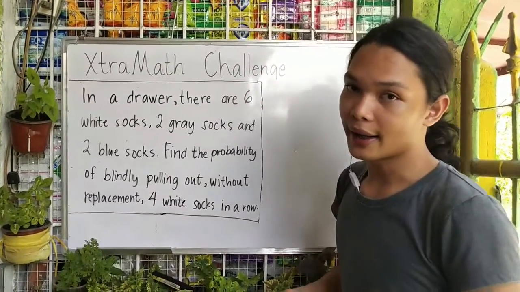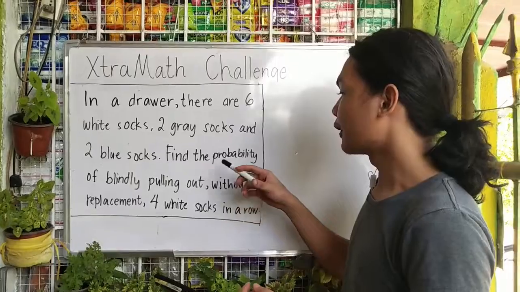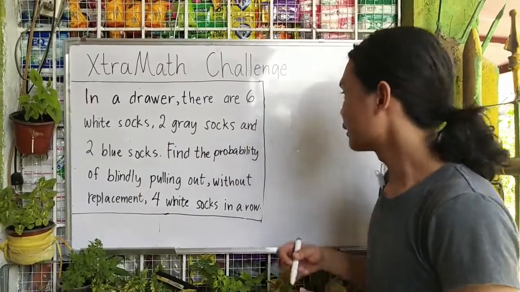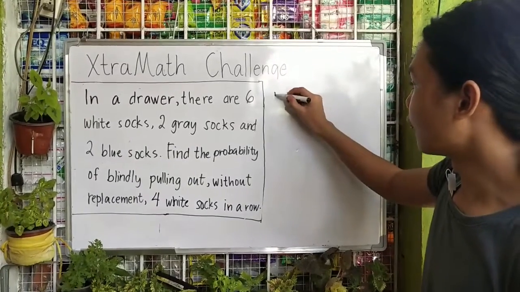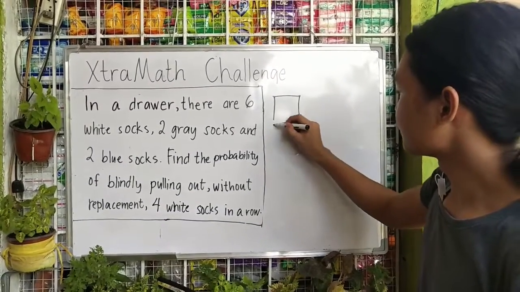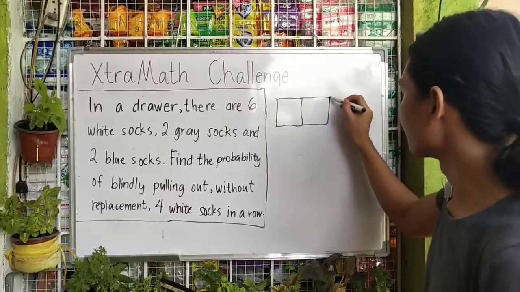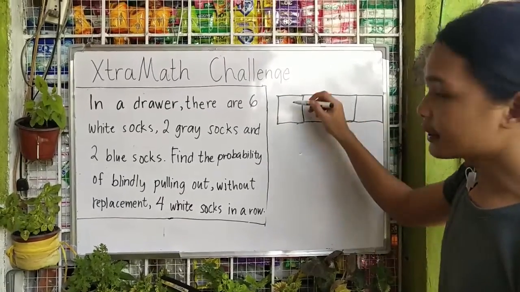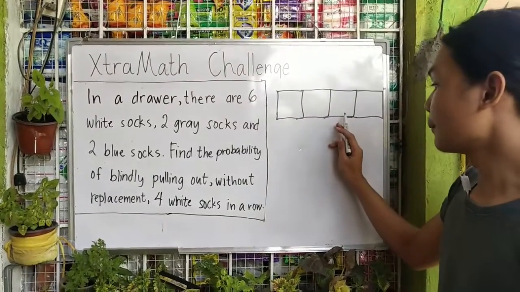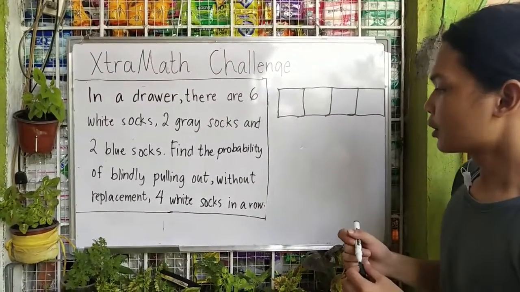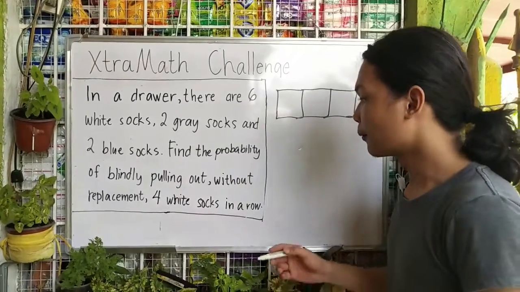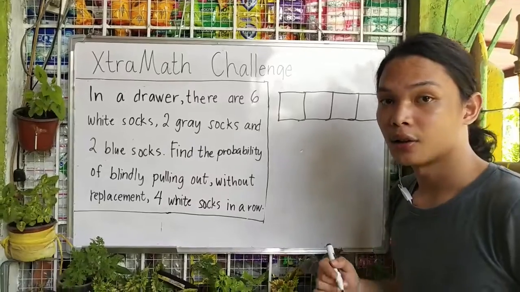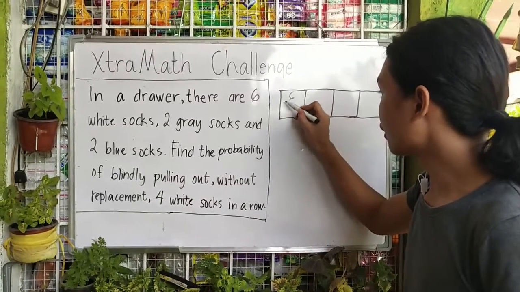Since we are asked to find the probability of pulling out 4 white socks in a row, we also need to draw 4 boxes. This is just for illustration. This is our first attempt, second attempt, third attempt, and fourth attempt. So in our first attempt, we have a probability of pulling out a white sock of 6/10.